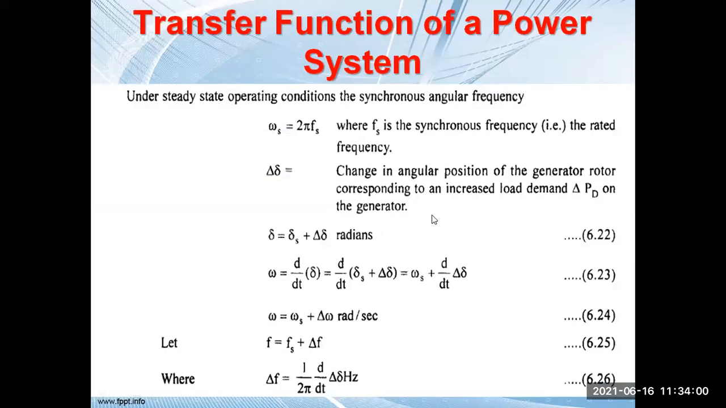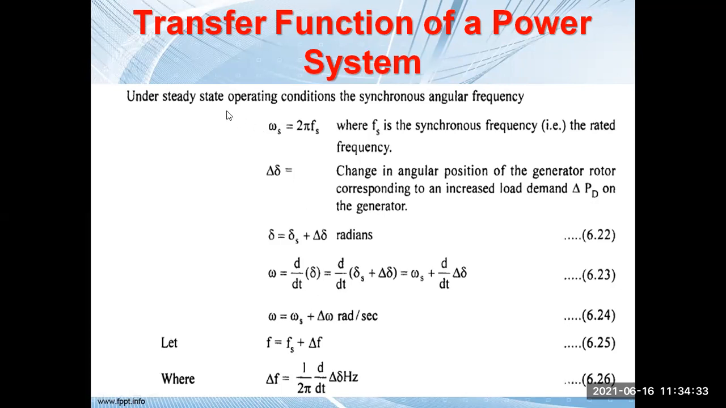Okay, so we'll start with transfer function system. This topic we have started, but I think we will repeat that thing. In the last class, I think we have discussed up to this point. Okay, we'll continue with that. Delta f equal to 1 by 2 pi d/dt of d delta. Yes or no? This thing we have derived.